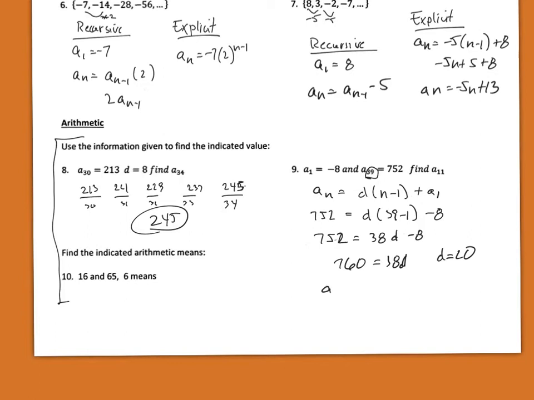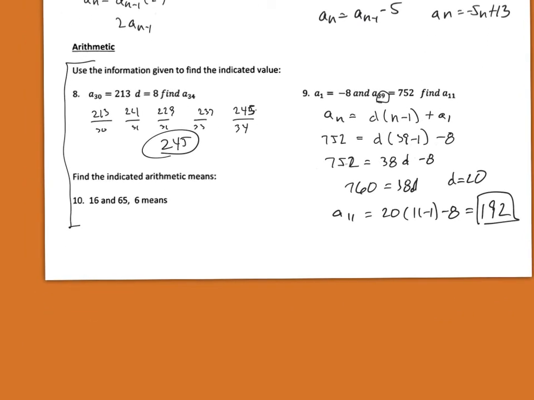So the 11th term, you don't have to do it this way. You can just keep adding 20 from negative 8. Do that until you get the 11th term. It will be the difference times 11 minus 1, minus 8. And then you can throw that in the calculator. 192.